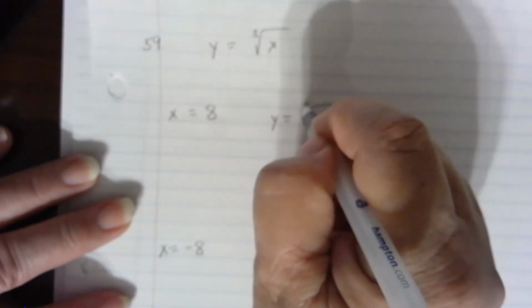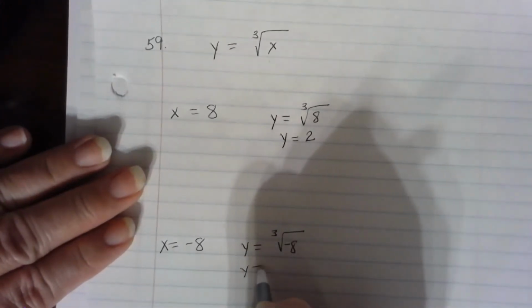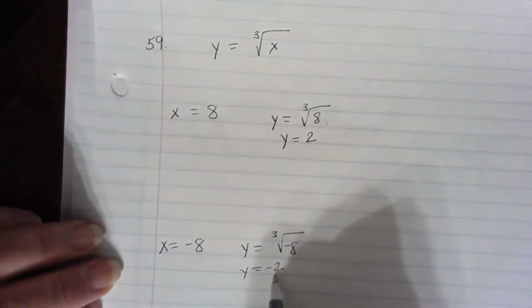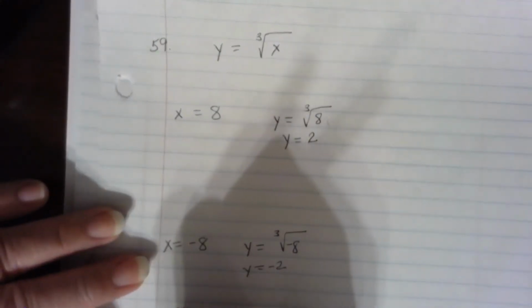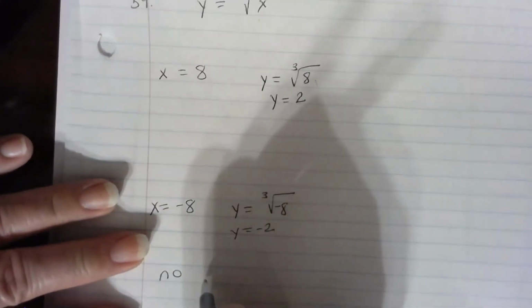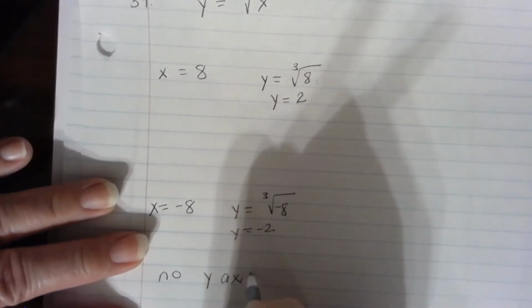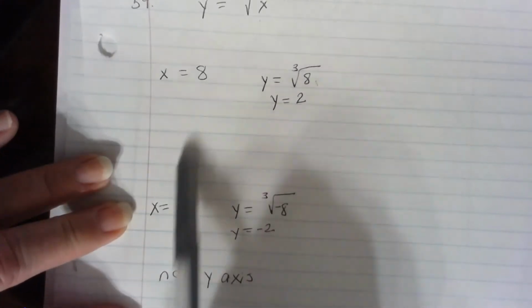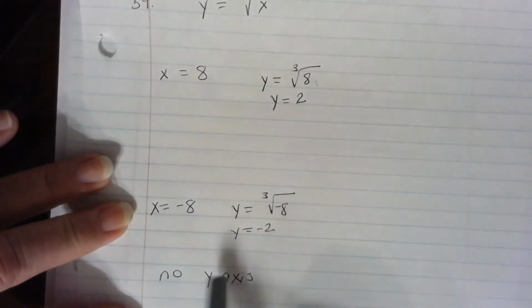Okay? So this is y equals the cube root of 8. So y would be 2. This is y equals the cube root of negative 8. And y would be negative 2. I don't get the same answer, so it's no for y-axis. Remember, when you change the sign of the x, you're testing for y.